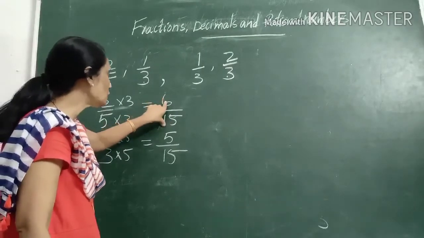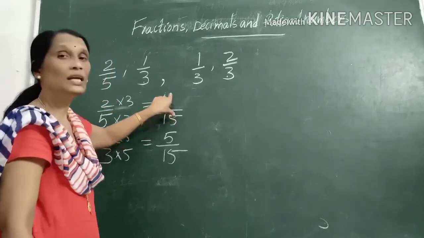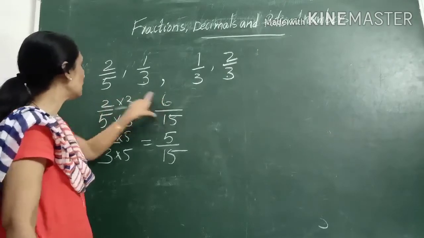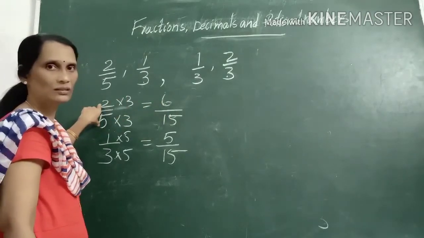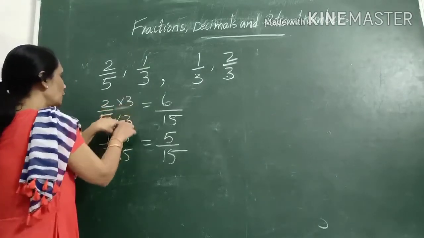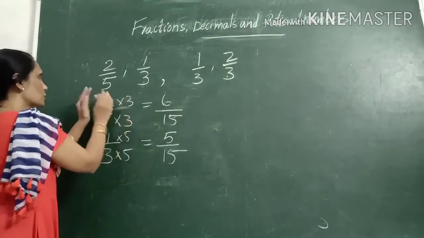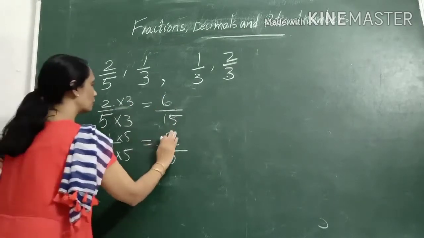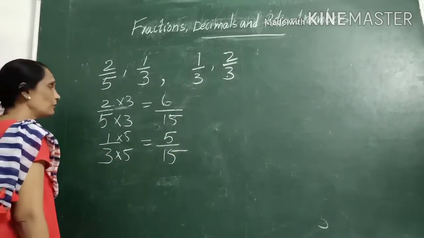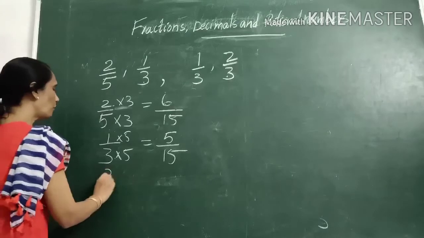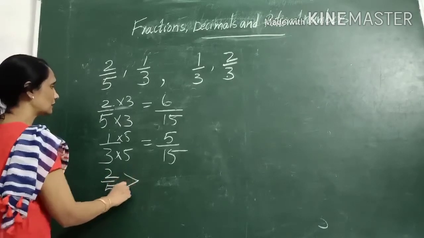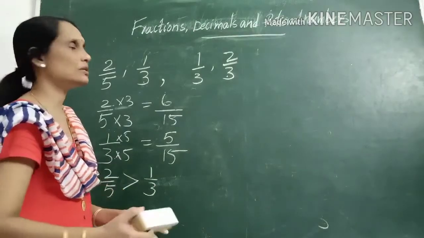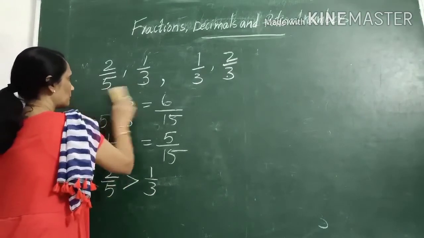6 by 15 is equivalent to 2 by 5. They are both equal, because the numerator and denominator were multiplied by the same number. So 2 by 5 is equal to 6 by 15, and 1 by 3 is equal to 5 by 15. So now we can say that 2 by 5 is greater than 1 by 3. In this way we can find out which number is bigger and which is smaller.